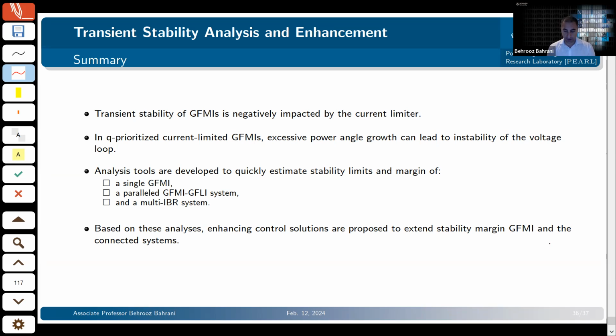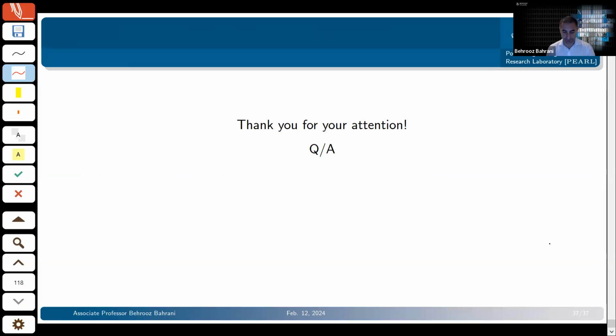And we looked into two enhancing control solutions, pretty simple but very effective, that can help you extend the grid-forming stability margin. Thank you so much, and I'm hoping that I stayed within the time limit.